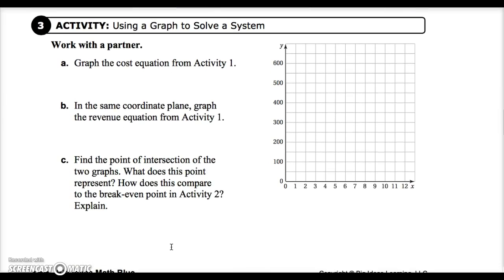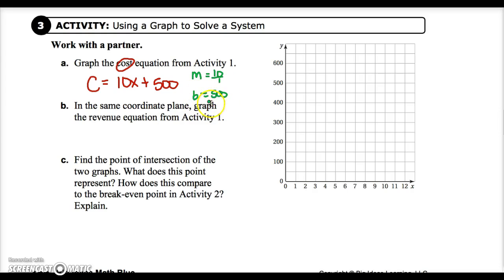Okay, now we're going to look at what it looks like to use a graph to solve the system of equations. So this is where what we learned in the last chapter about graphing comes into play. So A says just simply graph the cost equation from activity 1. So the cost equation, C equals 10x plus 500. Okay, well keep in mind your slope on this equation is 10, or 10 over 1. Your y-intercept is the 500.